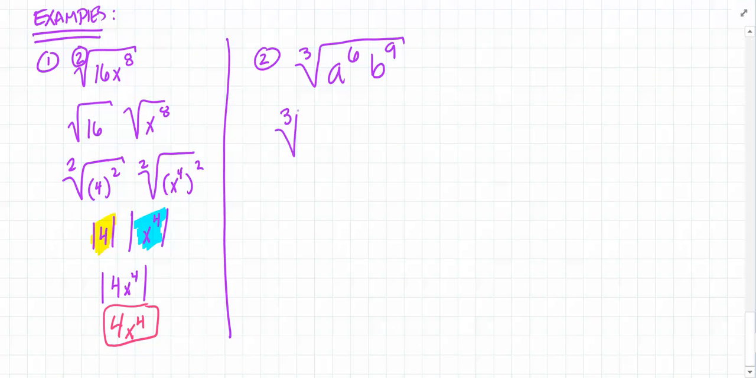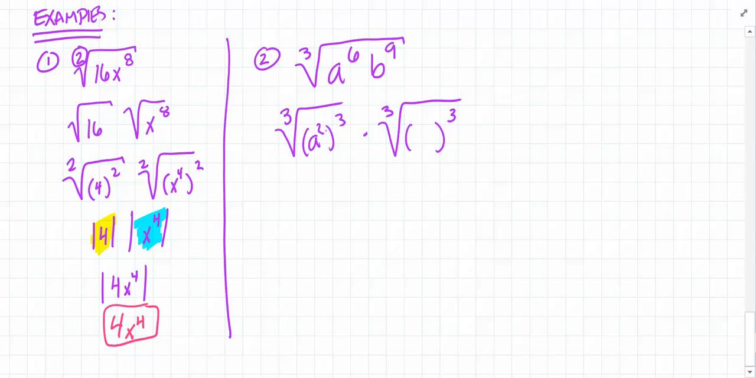Times the cube root of some number to the 3rd again, because I want my index and my power to match. So what would I raise to the 3rd to get a to the 6th? A squared, good. What would I raise to the 3rd to get b to the 9th? B to the 3rd, very good.